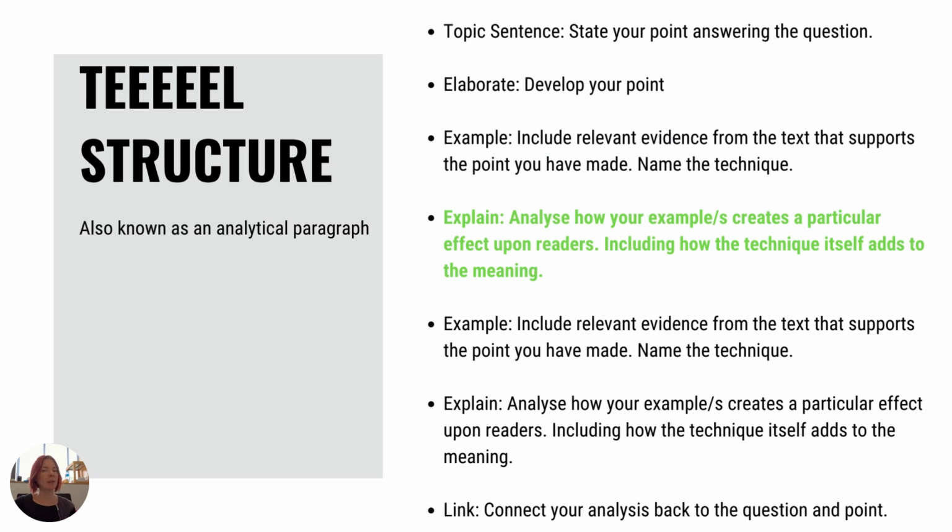When we explain, we then analyse how the example creates a particular effect on readers, including how the technique itself adds to the meaning. So if my quote was "tall as a tree", I would say that it's a simile. But I wouldn't just say it's a simile that shows us something is tall, because I haven't explained how the technique works. I need to actually say, by comparing the person to a tree, it makes us consider how tall they are.